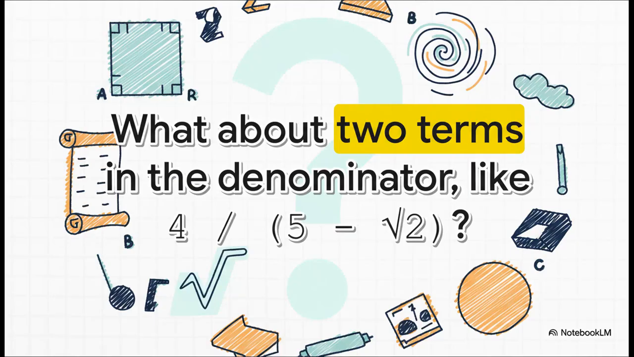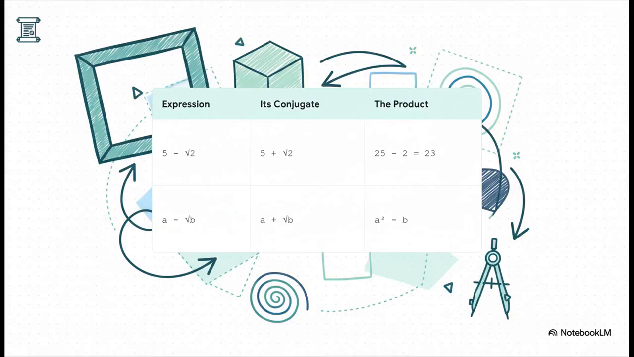But what if the denominator is a bit more complicated? With 2 terms like this one. If we just multiply by root 2, we're still going to have a radical down there. So for this, we need to pull out a special tool from our kit. And that special tool is called the conjugate. It sounds fancy, but the idea is super simple. You just take the expression and flip the sign in the middle. So the conjugate of 5 minus root 2 is 5 plus root 2.